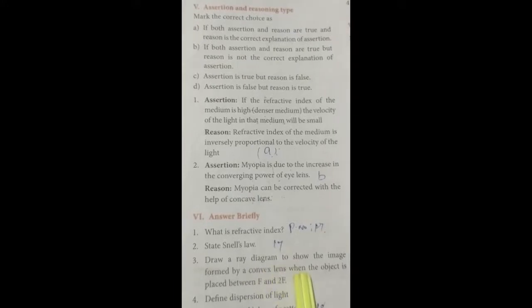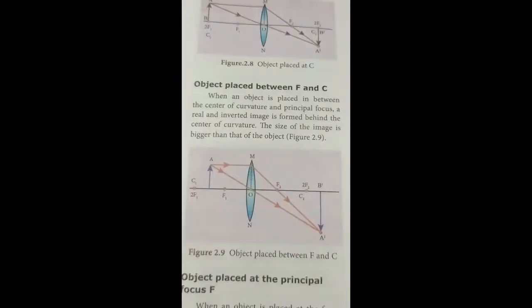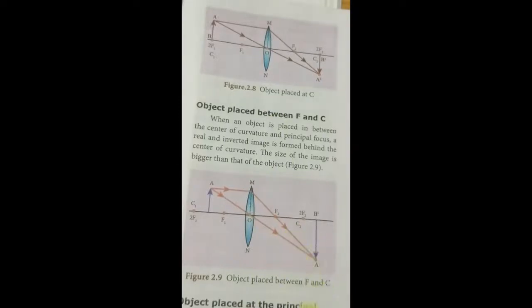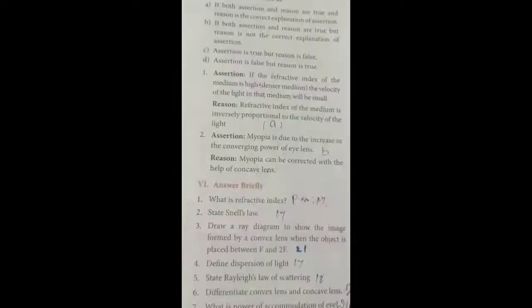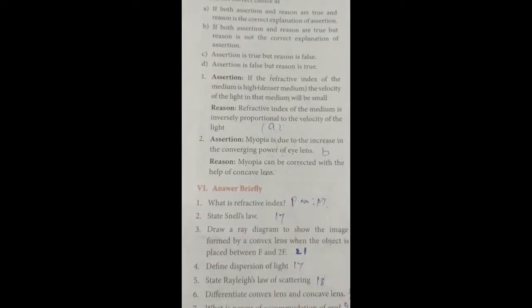And this third one, draw the ray diagram to show the image formed by the convex lens when the object is placed between F and 2F. This question is page number 21. So mark this one, object placed between F and C. C and 2F same only. So I have to mark this paragraph and this ray diagram. Okay, page number 21. Then define dispersion of light, that is page number 17.